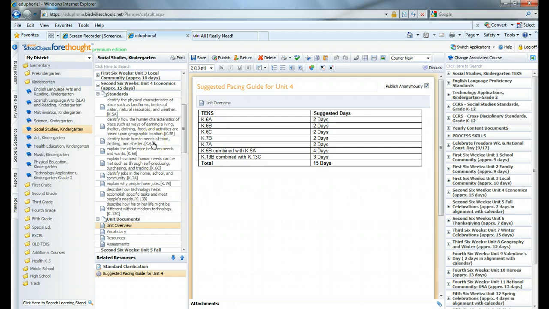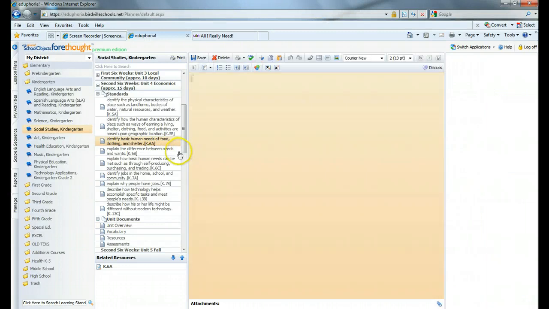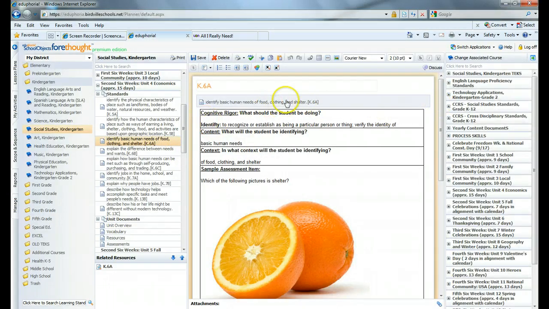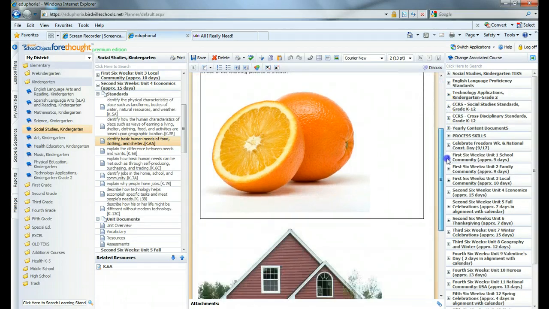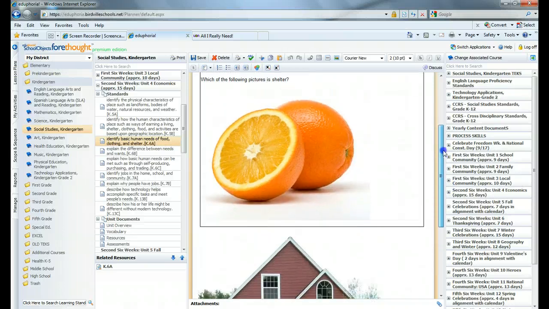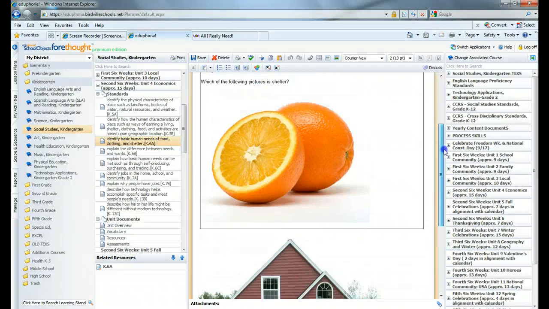K.6a talks about identifying basic human needs of food, shelter, and clothing. So it's to identify them. They need to get this vocabulary in: food, clothing, and shelter, and basic human needs. That's something key that you want to work on, and because it just says identify in the verb, here is where you can identify the picture. Which one of these pictures is a shelter?